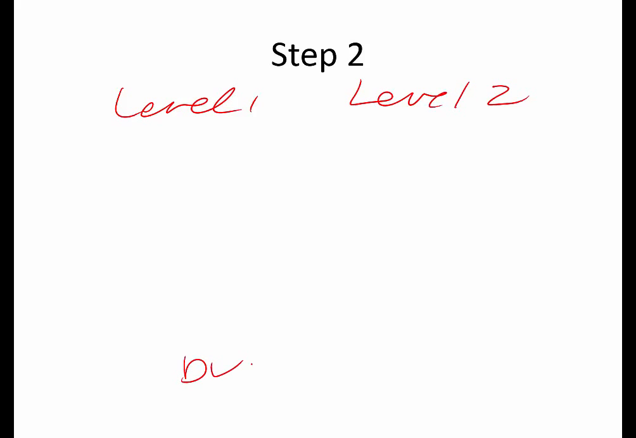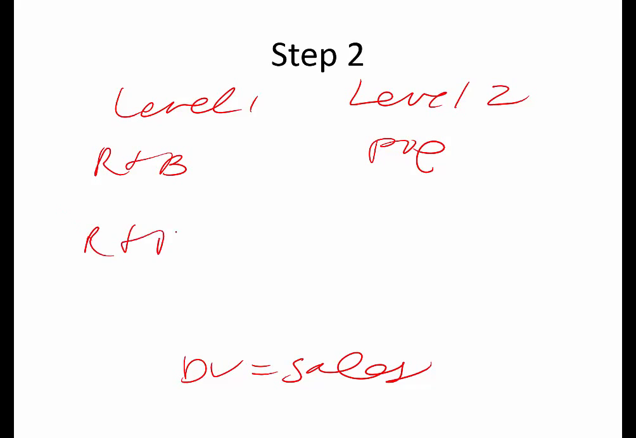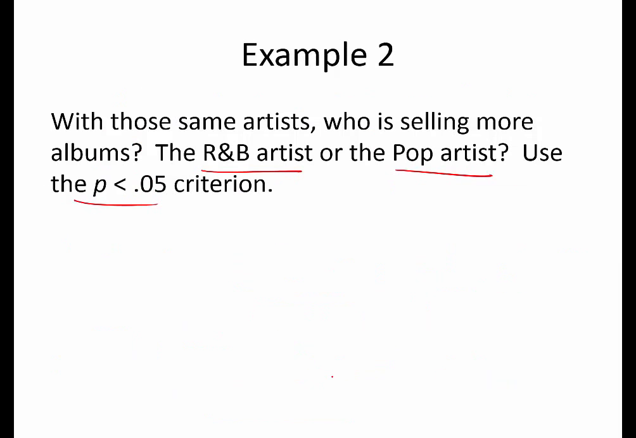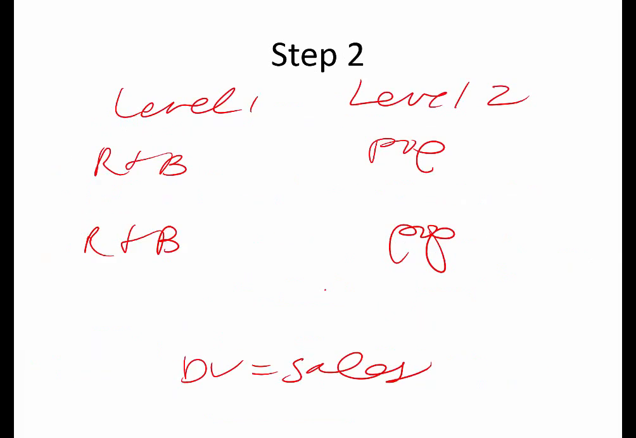Our DV is sales. So we're going to do R&B versus pop. And I'm pretty sure in the example problem, I didn't say who. I said who is selling more. So R&B or pop. And I didn't pick a side. So I went with a two-tailed test.